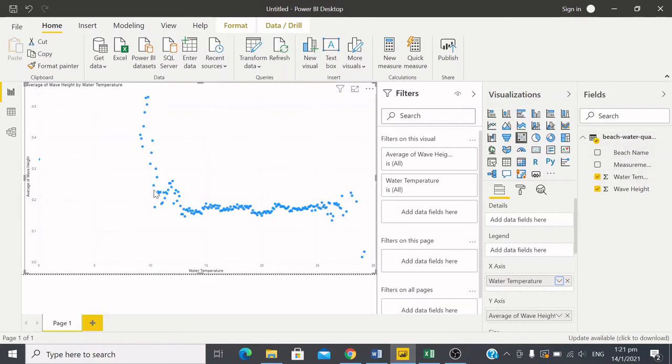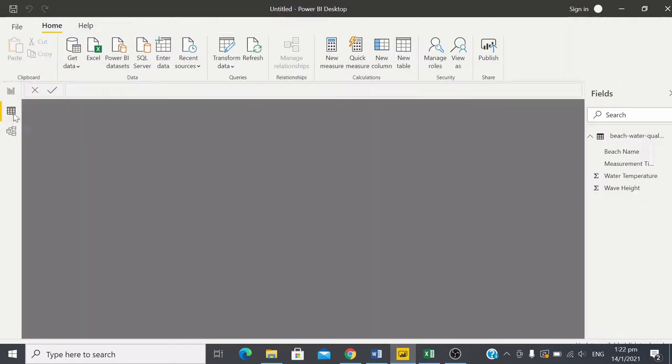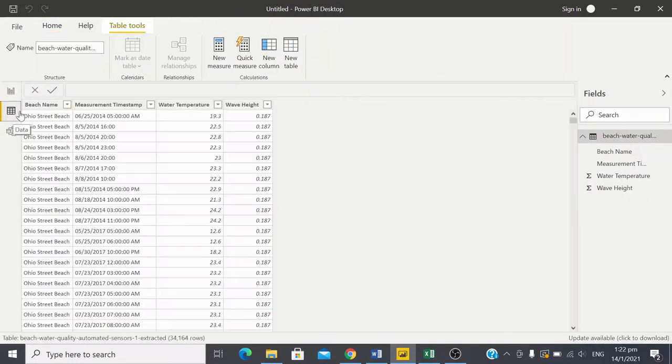Now, what if we want to see the wave height on the different beaches? We have all the different beach names presented to us as a field. If we want to understand the data, we can also use the data view in Power BI. Let's click on the data view. This is the data set. We had the wave height here. These are all the numbers on the various beaches at various timings.